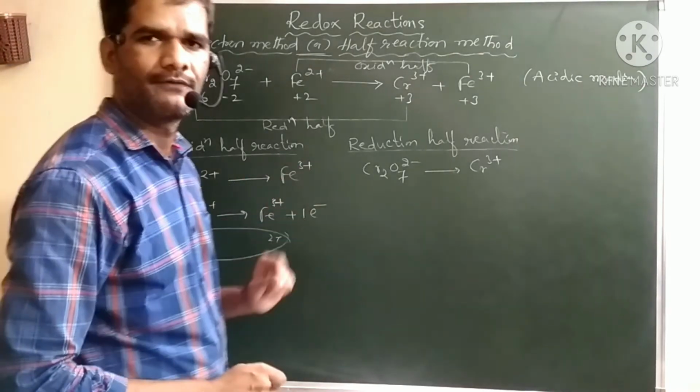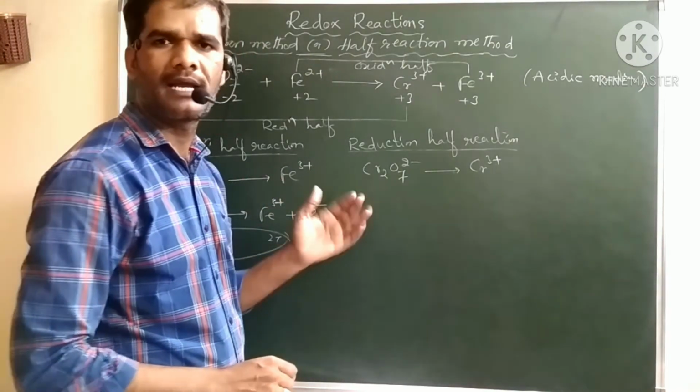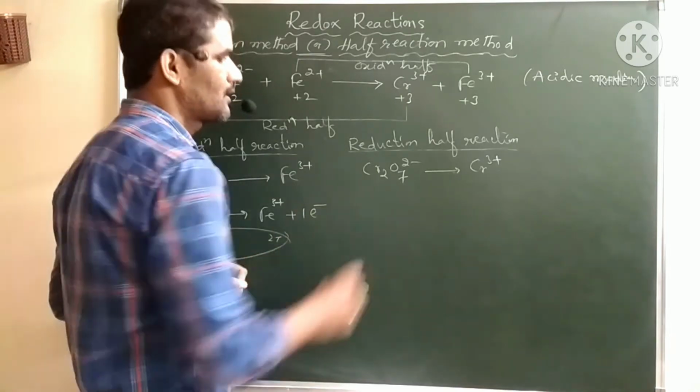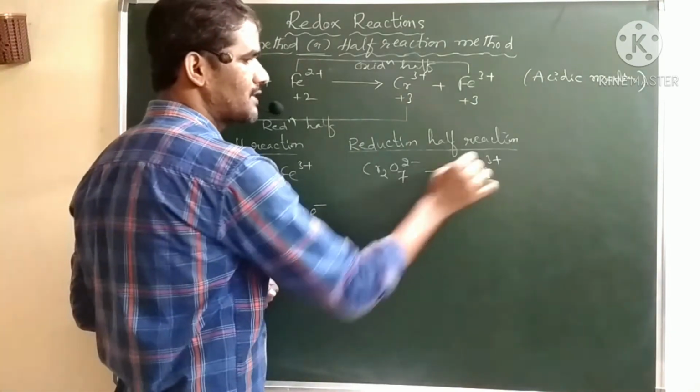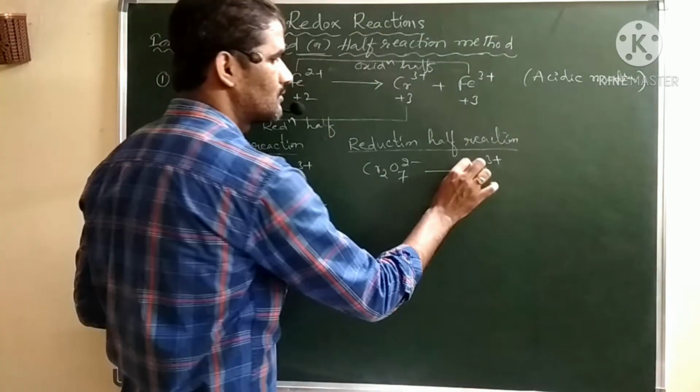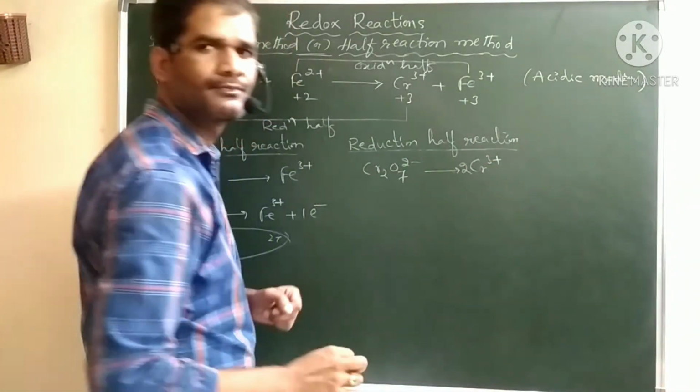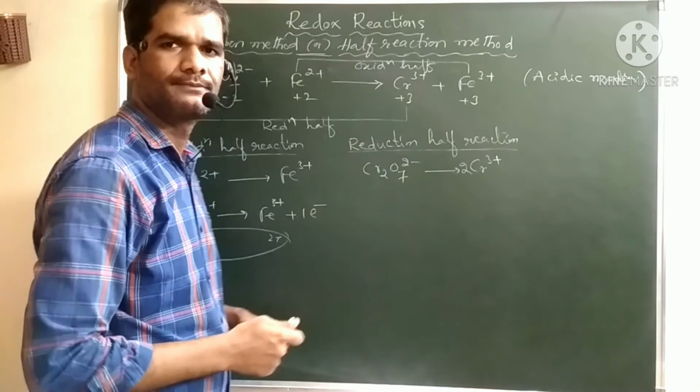Come to the reduction reaction. As usual, we have to balance this also separately. Here chromium. First we have to balance the elements. Here there are 2 chromiums on the left and 1 chromium on the right. So you just multiply here with 2. So now the elements are balanced.